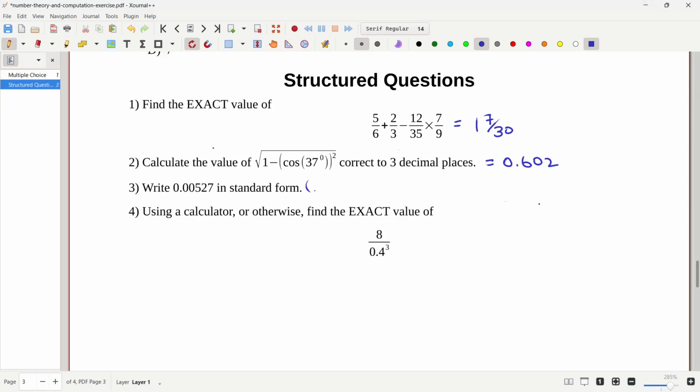All right, write this in standard form. Now another way you can say this is in scientific notation. Right, standard form and scientific notation are the same thing. So I have 0.00527. I can use my calculator to get my answers in standard form as well.